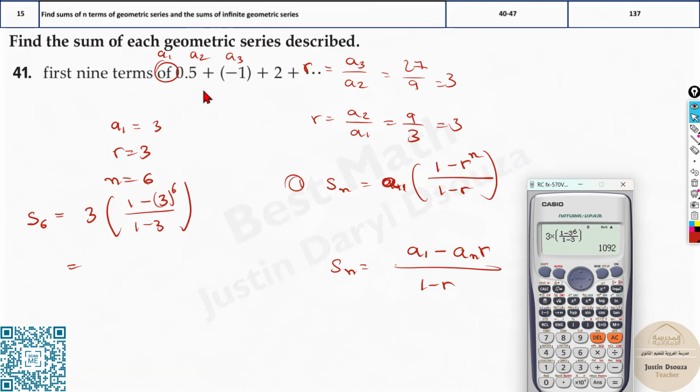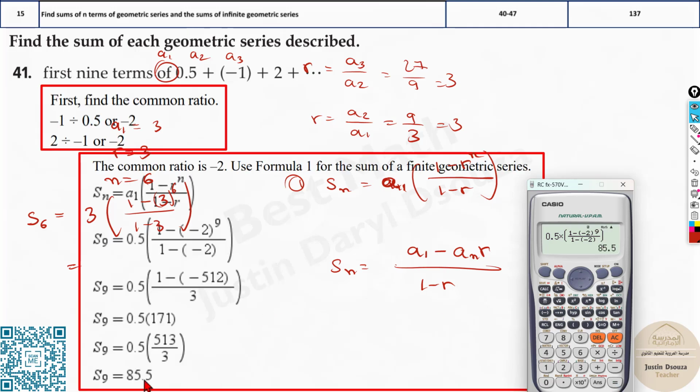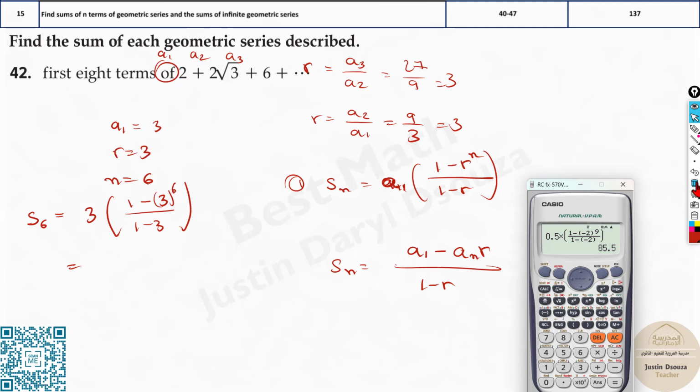Same way you can solve the same type of problems here. What is the R value? It is minus 1 divided by 0.5, that will be minus 2. So I'll do that as well. A1 is 0.5. Instead of R, I have to put minus 2. I need to use the bracket here, minus 2, close the bracket. Why? Because it's negative 2. How much is it raised to? Find the first 9 terms, so it's not 6 over here, it's 9. That's the only formula we have to use. And the answer is 85.5.